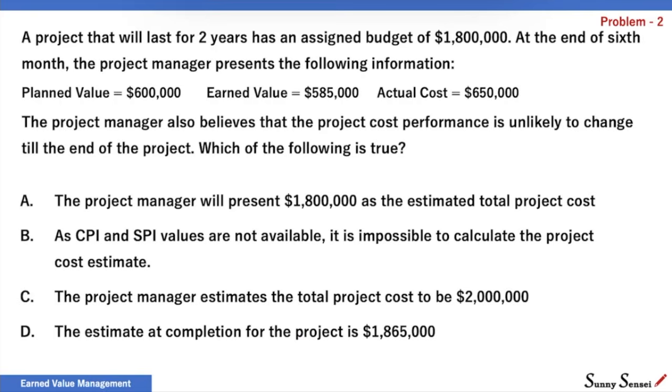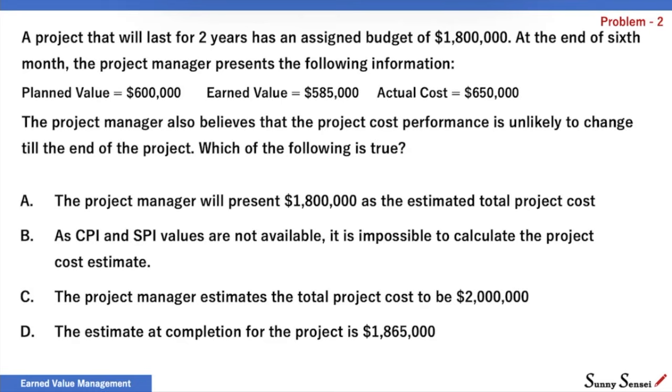A project that will last for 2 years has an assigned budget of $1.8 million. At the end of 6th month, the project manager presents the following information. Planned value $600K. Earned value $585K. Actual cost $650K. The project manager also believes that the project cost performance is unlikely to change till the end of the project. Which of the following is true?